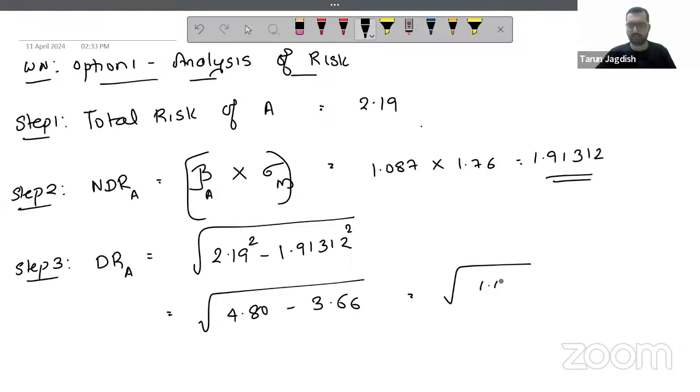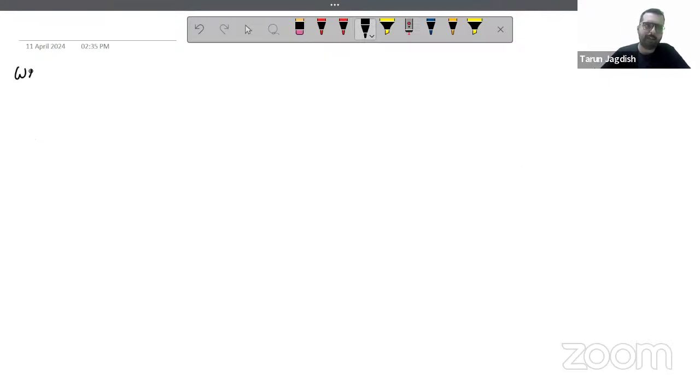Do you get the answer as square root of 1.14? That will be equal to 1.06. So friends, we have done option 1. We got the total risk, non-diversifiable risk and diversifiable risk. Now in the same way, I will do option number 2.